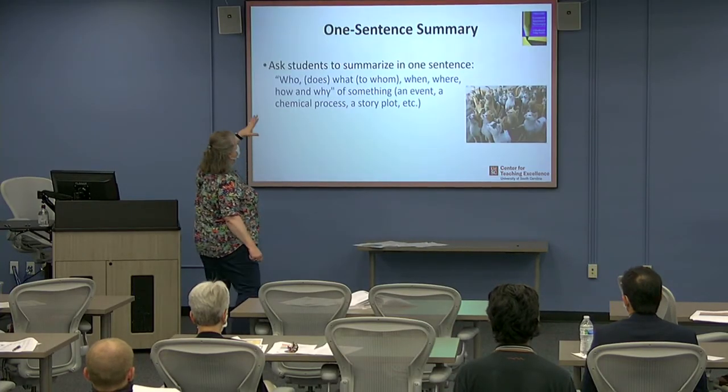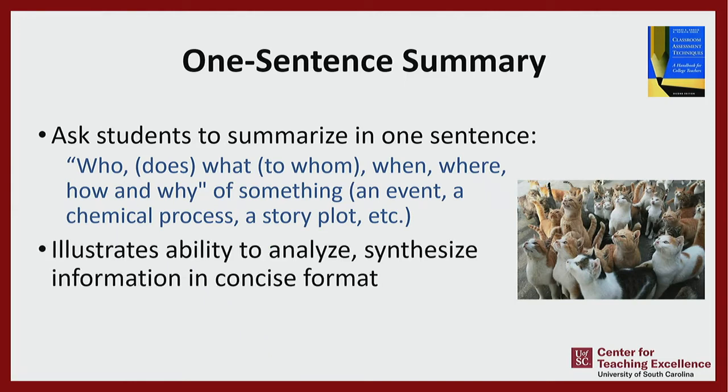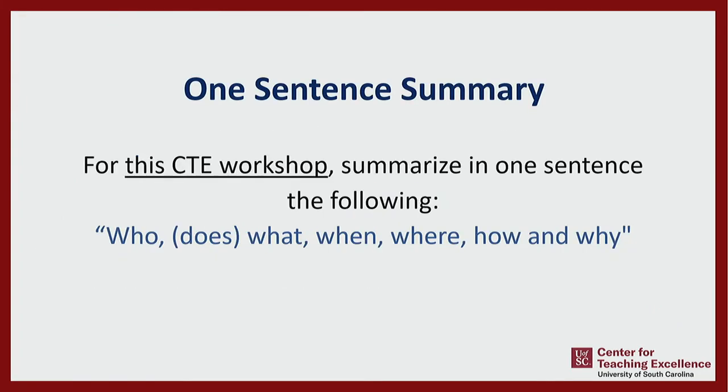Okay. Another example, one sentence summary, another CAT. Have students answer this question, and there's a reason why I'm doing this one: who does what, when, where, how, and why of something. I've had students do this when we've talked about plate tectonics. I've said, what is happening, where, when does it happen, how is it happening, why is it happening? I mean, it doesn't have to be a person. So this allows them to really synthesize their learning, figure out what they don't understand, and be very concise with it. And so let's do one.